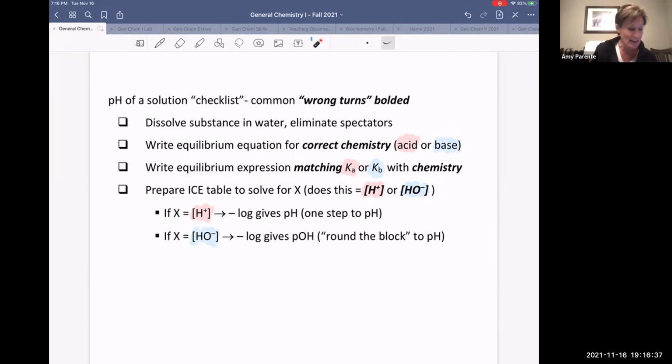So that's a common mistake. The first common mistake is that people don't correctly identify whether they have an acid or a base equilibrium equation. Then they don't necessarily use the corresponding correct equilibrium constant value because they often have to do that Kw conversion. And then they forget that if their X is giving them hydroxide concentration, then it's a couple of calculations to get to pH because you have to go around the block.